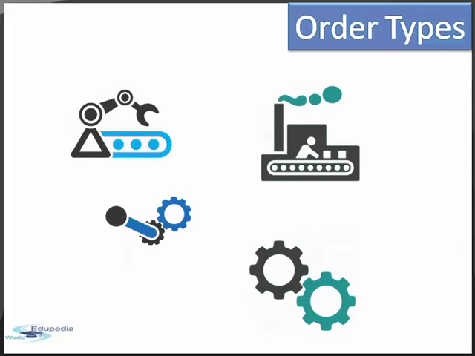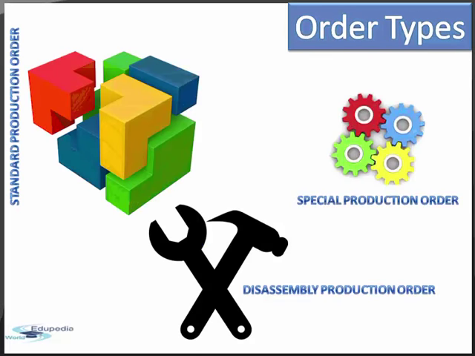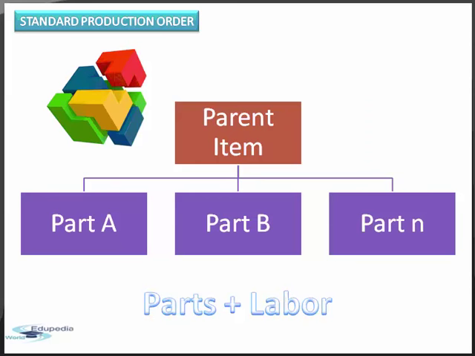Let us move towards the order types in SAP Business One. We have 3 different types of orders in SAP Business One. First is the standard production order, then the special production order, and the disassembly production order. Let us start with the standard production order.